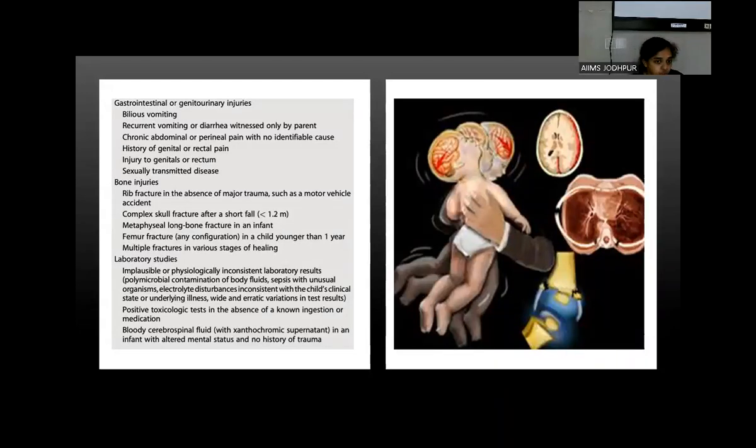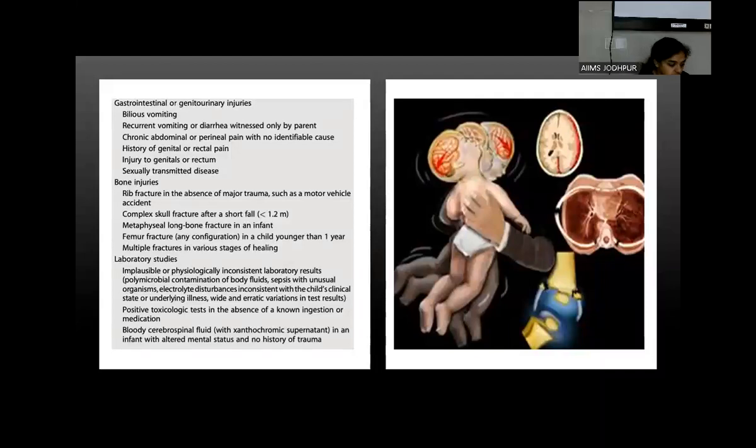The child may present with bony injuries such as rib fractures, but again in the absence of any major trauma, such as a motor vehicle accident. The child may have a very complex skull fracture, again from a very small fall. There may be long bone fracture in an infant, or any femoral fracture in any child less than 1 year of age, and again multiple fractures in various stages of healing, or any inconsistent laboratory results, abnormally visualized sepsis or electrolyte disturbances that are inconsistent with the child's state, and any positive toxicological test in the absence of any known history of ingestion of any substance.